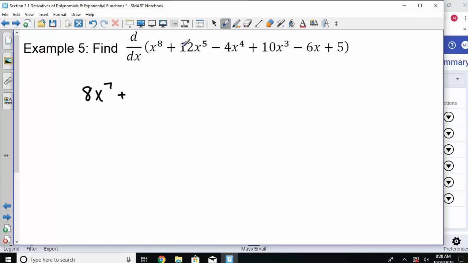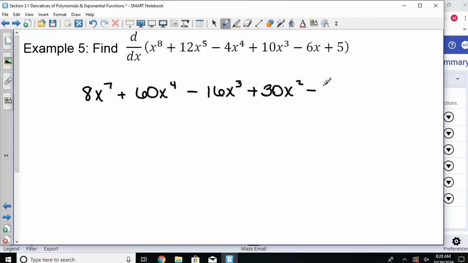When you bring this 5 down, you really just multiply it with the 12. So 5 times 12 is 60x, and then subtract 1, so it's to the 4th power. Minus 4 times 4 is 16, subtract 1, x cubed. Plus 30x squared. Minus, what's the derivative of 6x?